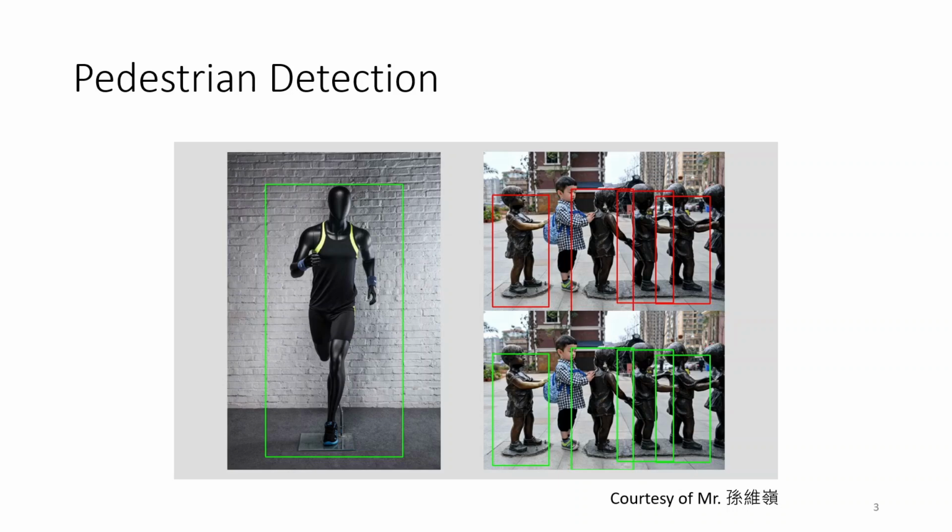For the statue, okay, it has this pedestrian. And for this input image, there is a real person here, but the algorithm doesn't detect the person. Instead, it detected a lot of statues. What's the reason? I want to explain it today.